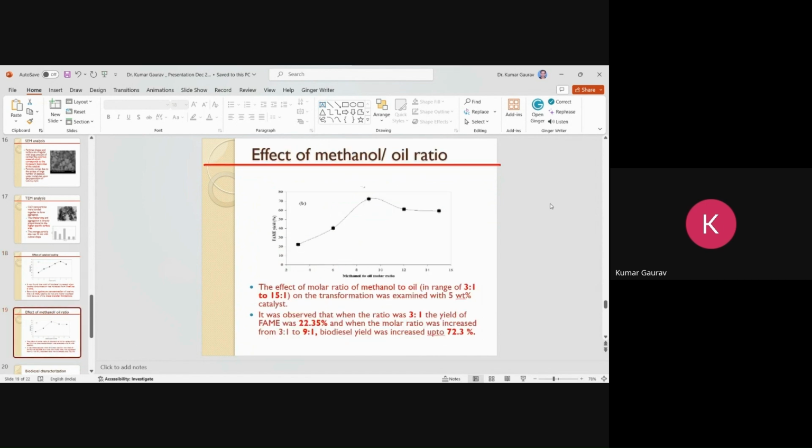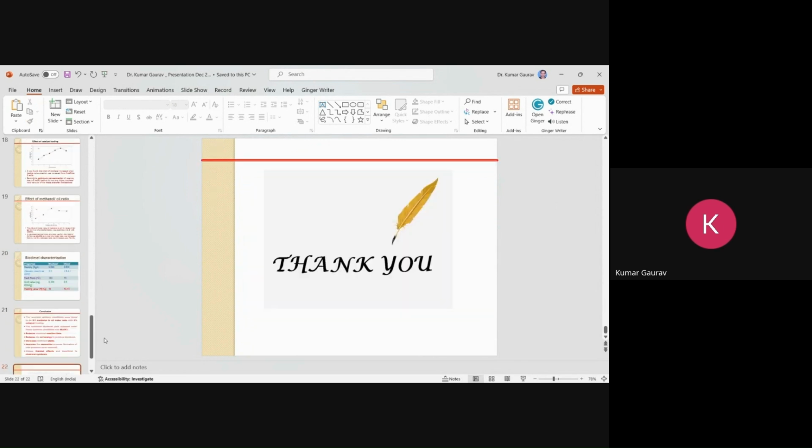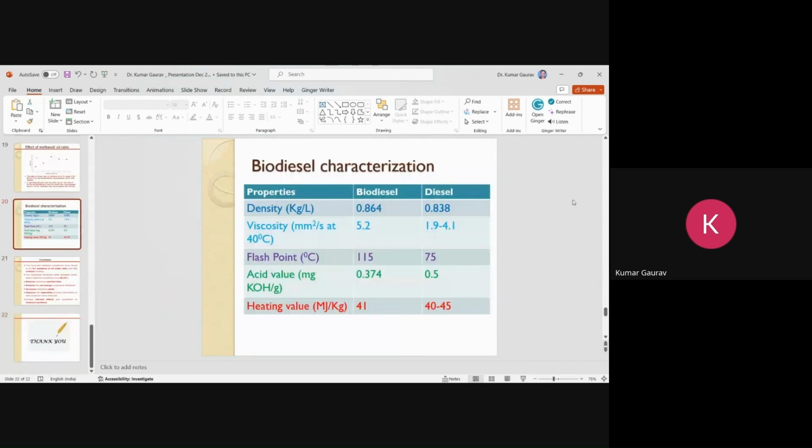After that, we optimized the oil ratio with respect to the methanol. The methanol to oil ratio changes from 3 to 1, and in that case we used the optimum catalyst concentration of 5%, and we get a yield of 72.3%. We have also optimized the temperature and the agitation during the transesterification process. After that, once the biodiesel is synthesized, we go for the characterization of the FAME.